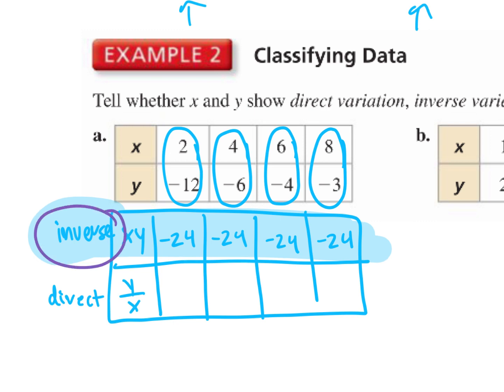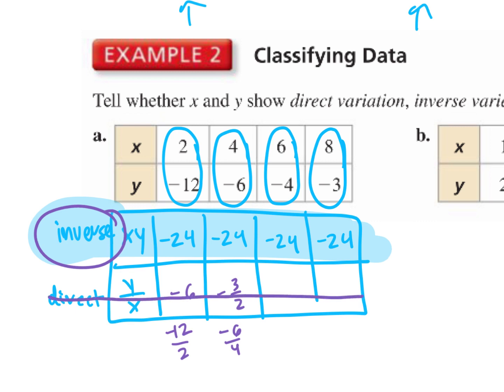You're not going to have inverse and direct, so you don't even have to do this. If you want to, you can. We can divide. This would be negative 12 over 2, which would be negative 6. Because to figure out if it's direct, we divide. So y divided by x. So negative 6 divided by 4 would be negative 3 over 2. Are these the same number? No. So it's not direct.